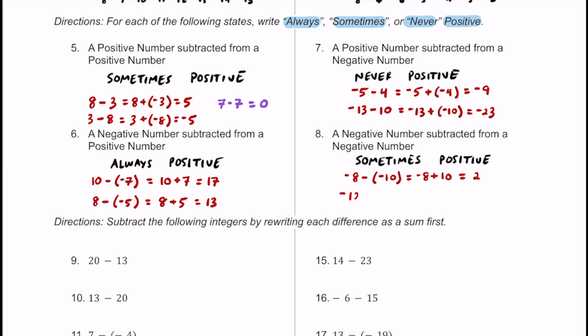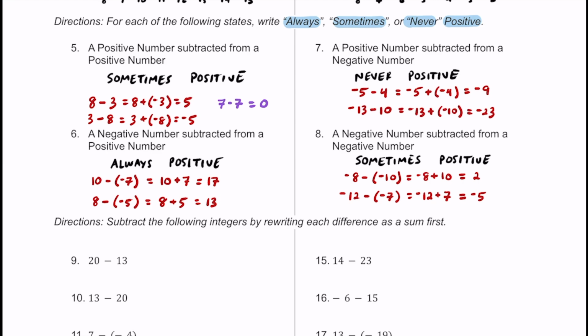All right. Now, what if the first number has the greater absolute value? Like, what if it's negative 12, take away a negative 7, right? Notice how in this case, the first number has the greater absolute value. It's more negative, right? Then we keep the negative 12, change the minus to a plus, and the opposite of negative 7 is positive 7. So negative 12 plus 7 is really just 12 minus 7, which is 5, but this answer is going to be a negative 5 instead.